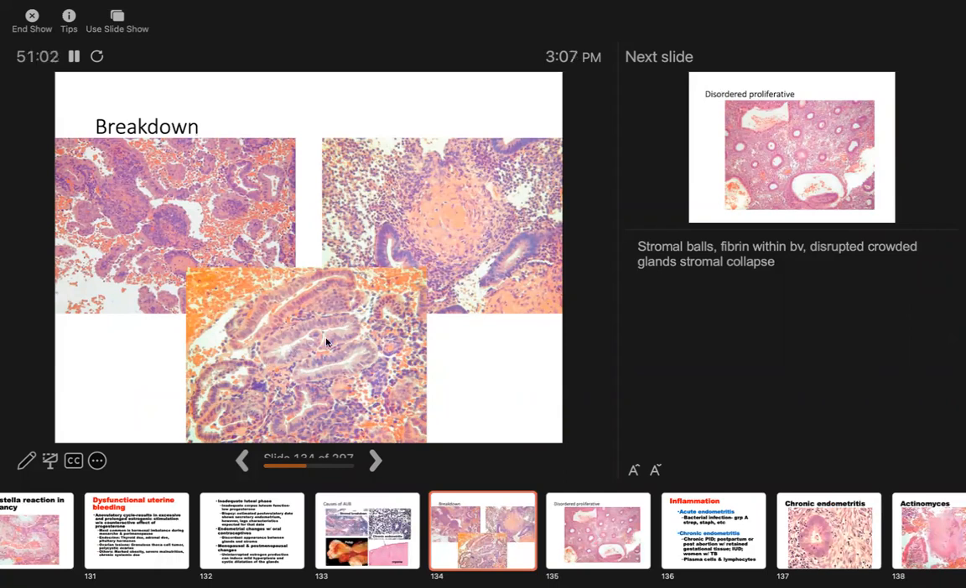When the glands collapse, in the stroma you will appreciate the presence of aggregates of blue cells, which basically correspond to the stromal cells. And these are the disrupted crowded glands, often in the proliferative phase. This is an example of stromal breakdown, which may indicate that your patient is having anovulation, which is the cause of the bleeding.